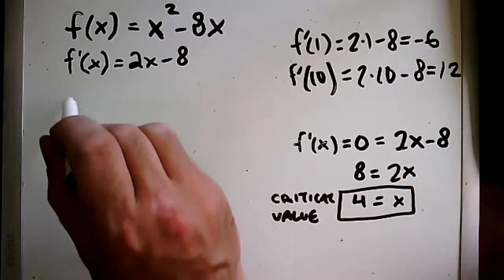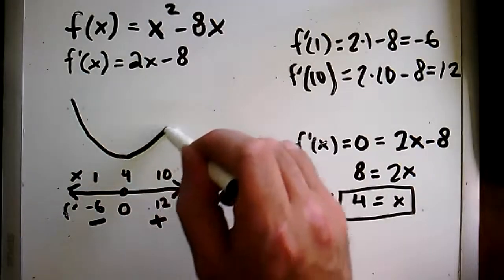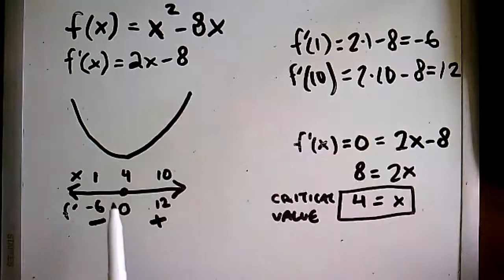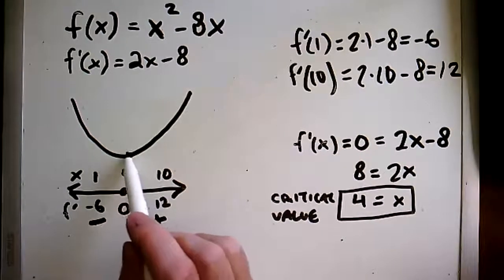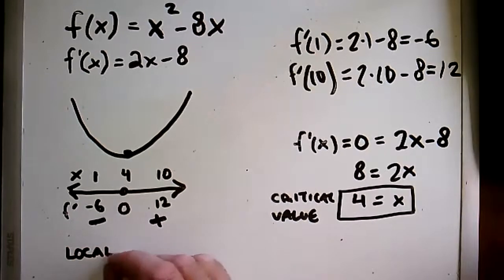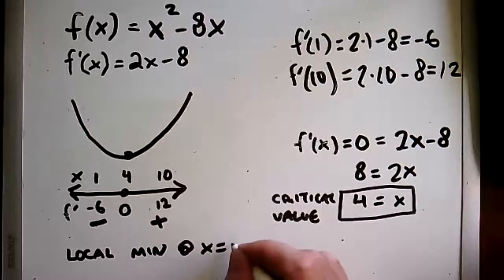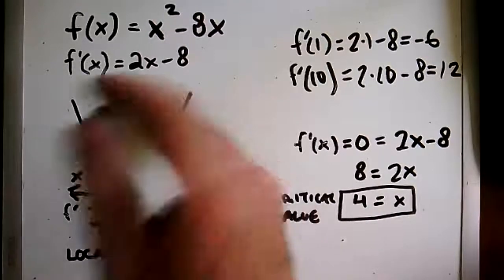And so the shape that we get then, we have a function that decreases, flattens, and then increases. And that tells us exactly what's happening now at x equals 4. It tells us that we're at a local minimum. So we have a local minimum at x equals 4.